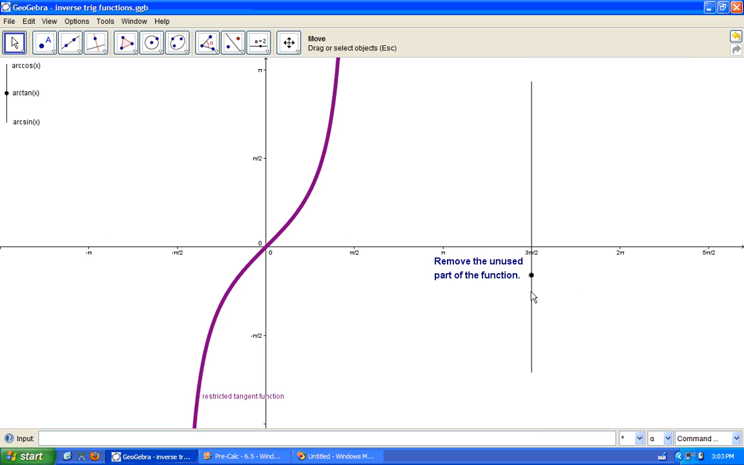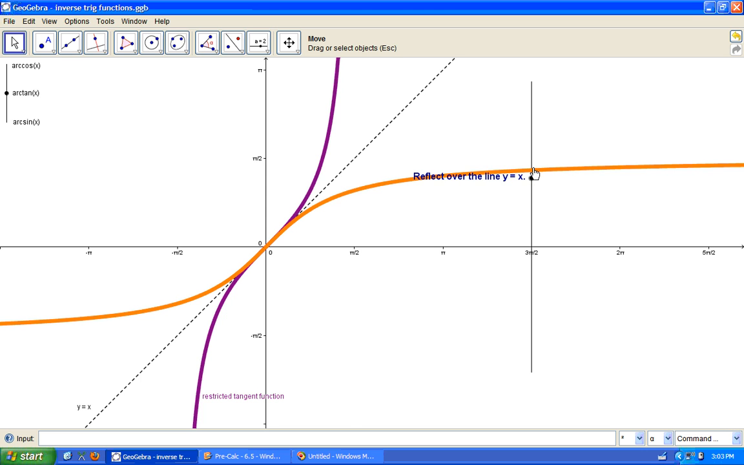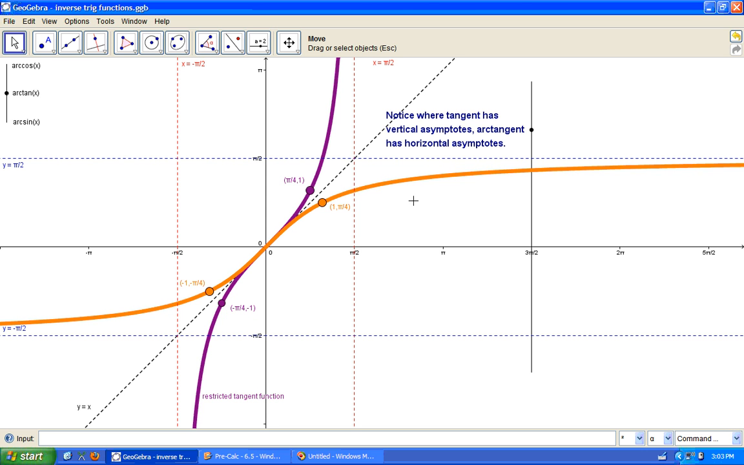Now what's kind of crazy, and this is fun, is that we're going to reflect this over the line y equals x. What that means is if we have vertical asymptotes, when we reflect this, they become horizontal asymptotes.